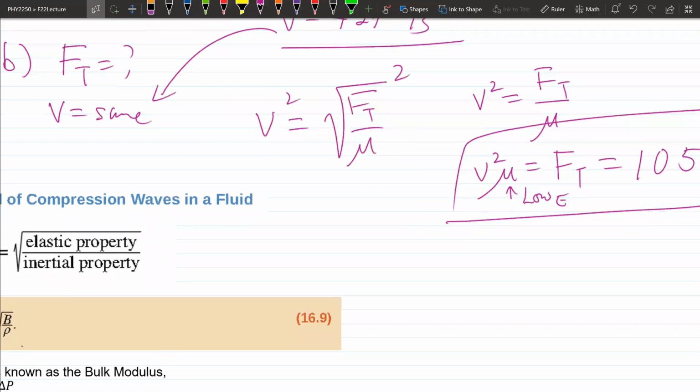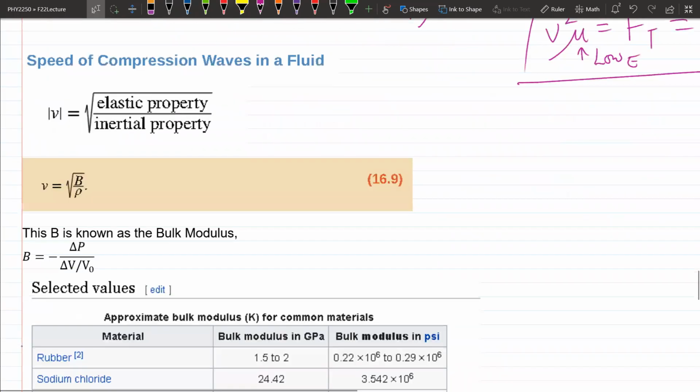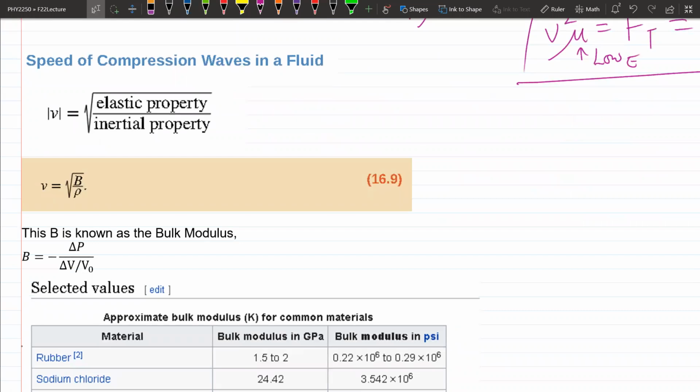And as I mentioned, that's only particularly for the speed on the string. But this actually generalizes to other waves also. For example, if you want to figure out the speed of waves in a fluid, you also want to think about what is the elastic property of a fluid and then the inertia property of the fluid. I know these are weird words that we don't typically use, but to find the speed of waves in a fluid, there's this thing called bulk modulus.